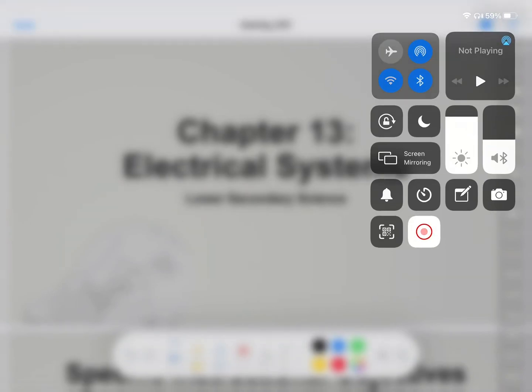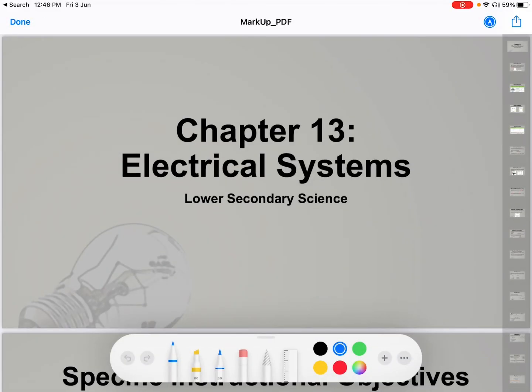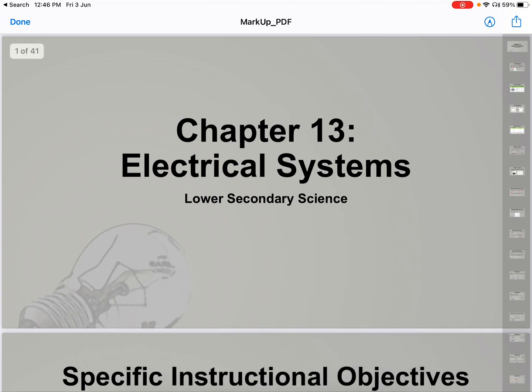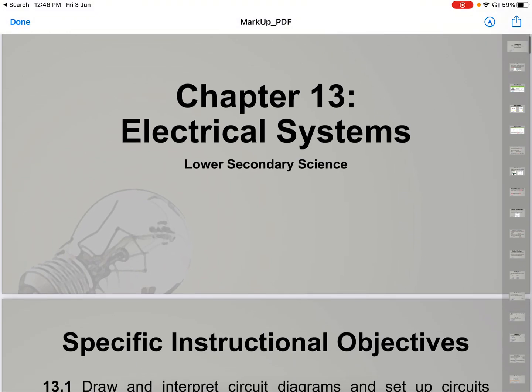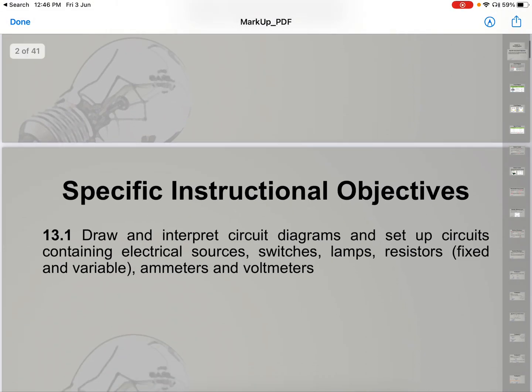Hello everyone, today we'll be going through chapter 13 on electrical systems. Okay, so please have your 13A notes with you. I have given it out during your post-exam activity and you should be having it with you physically right now as we go through this chapter.